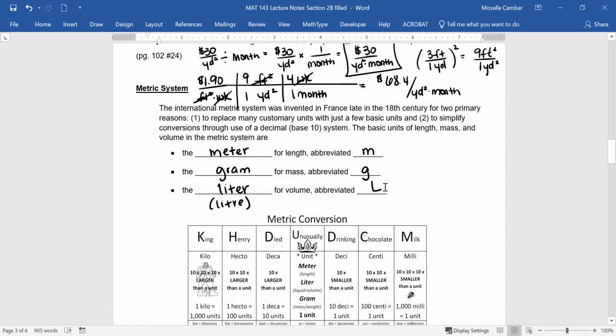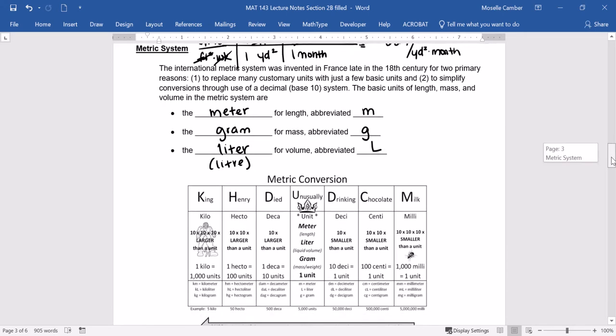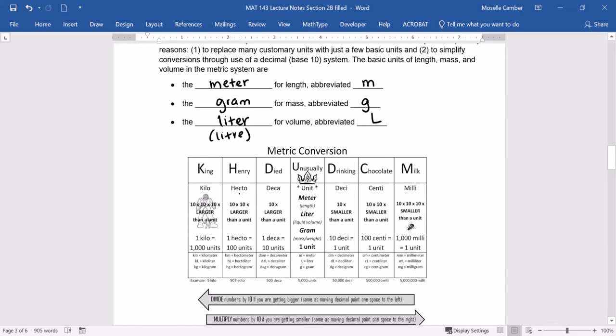And then you add the prefix to say how big or how small that is. So we have kilo, hecto, deca, the basic unit, deci, centi, or milli. So the ones here on the left, those are big units, like a kilogram or a kilometer, that's a big unit of measurement. And these small ones like centimeter or millimeter, those are smaller. So we do have a mnemonic to help remember the order. King Henry died unusually drinking chocolate milk, where of course the first letter corresponds to the prefix.